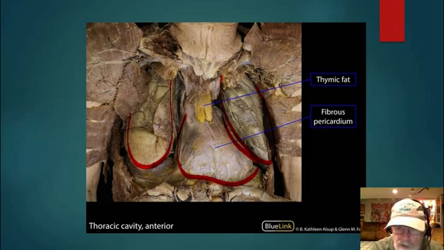Okay, the outer sac is going to be called the parietal pericardium, and the part of that sac on the inside that covers and sticks to the surface of the heart would be called the visceral pericardium. So that would be where the heart would be. That's the heart right there.